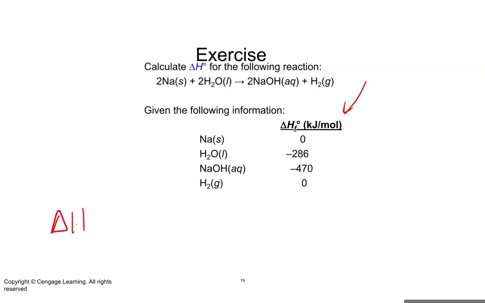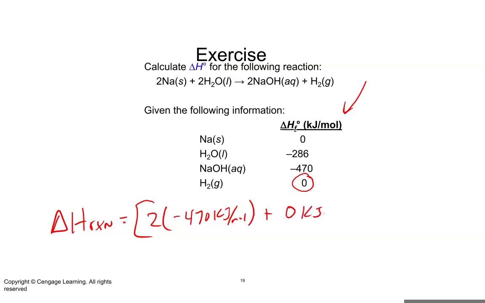We're going to basically do our products minus our reactants here. So we have 2 sodium hydroxides at minus 470 kilojoules per mole. We also have H2. As I mentioned before, typically on these tables, anything in its standard state will be 0 kilojoules, even though we may just have one of them. That's going to take care of all of our products here. We're going to subtract our reactants. And in this case, we have our 2 sodiums, which also should be 0.